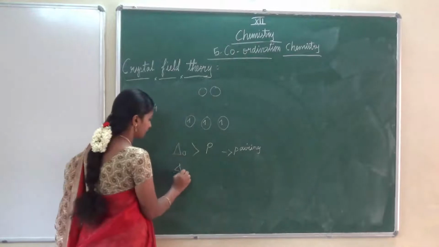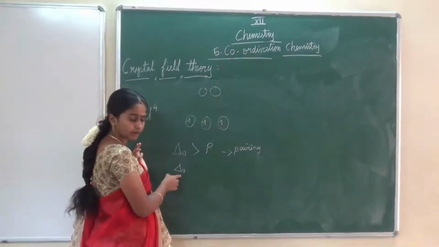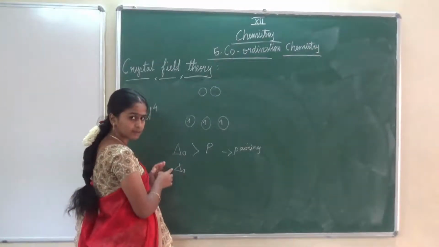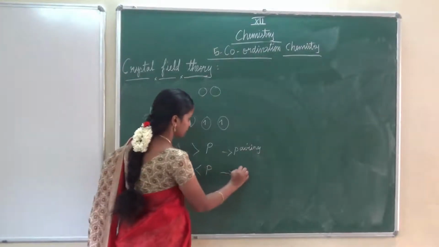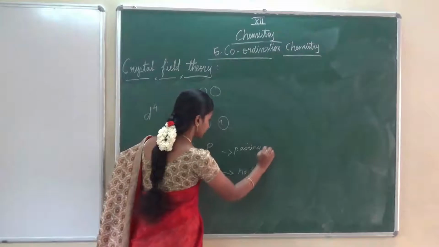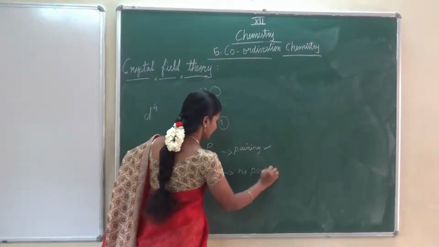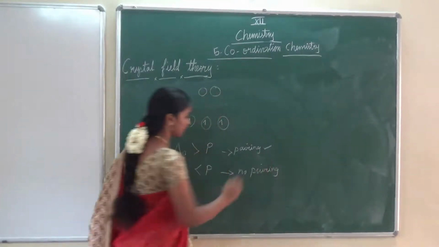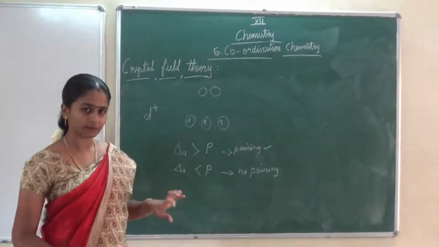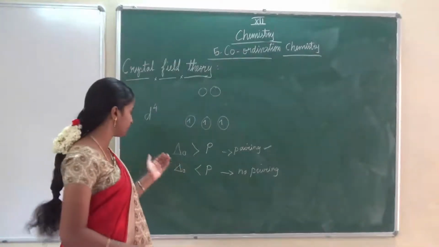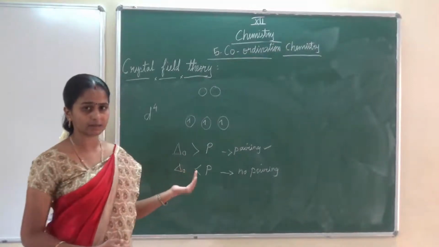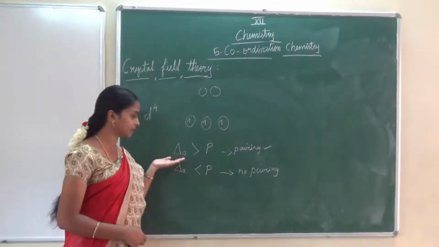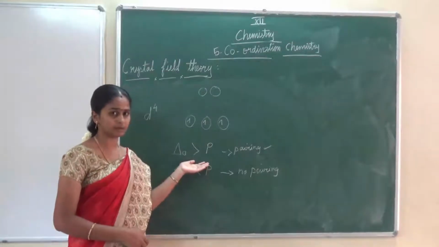If del naught, the octahedral crystal field splitting energy, is less than the pairing energy, then there is no pairing. Pairing does not occur. Just remember this rule. Now we are going to see it with examples. We have to find the del naught value, or they may give it in a 1 mark question also. They will give the del naught value and the P value also.